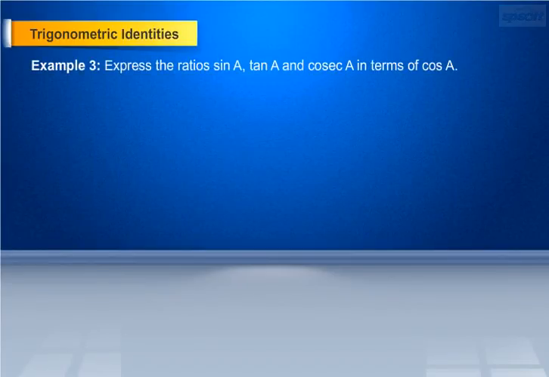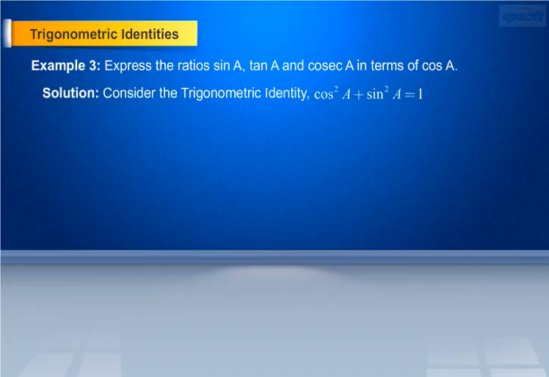Example 3: express the ratios sin A, tan A and cosecant A in terms of cos A. Solution: to solve the given problem, consider the trigonometric identity, that is, cos square A plus sin square A equals 1. To get sin A in terms of cos A, let us simplify the above identity. Cos square A plus sin square A equals 1, so sin square A equals 1 minus cos square A.